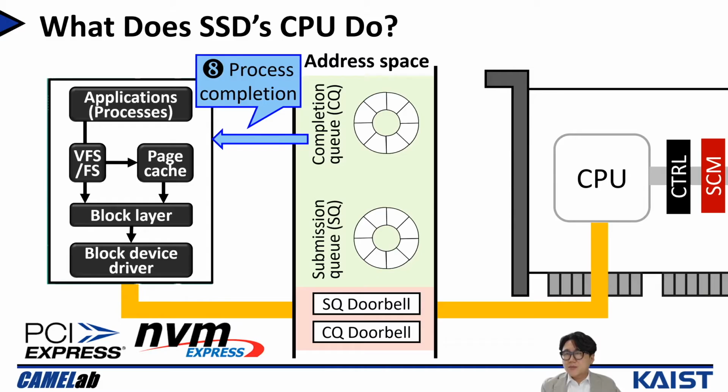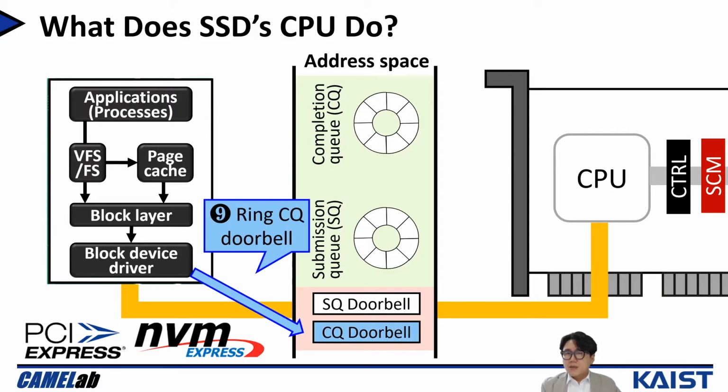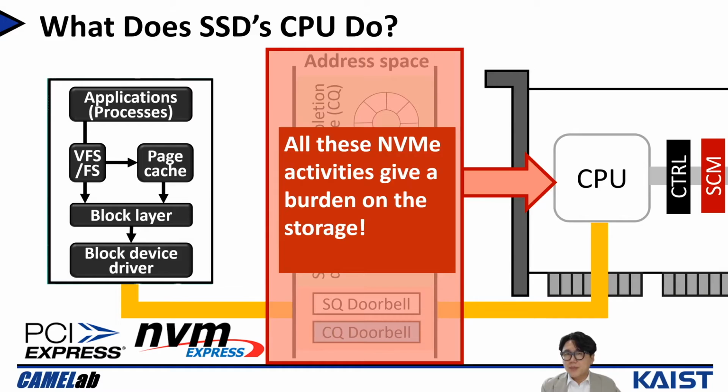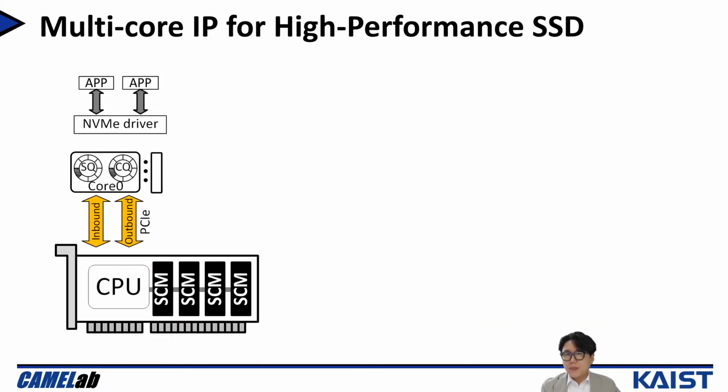The host interrupt service routine is then invoked and finishes the request. Lastly, the host interrupt service routine completes the services and informs the storage device by writing the doorbell register again, which is required to monitor the target doorbell register. So all this NVMe activity puts a burden on the storage-side processor.